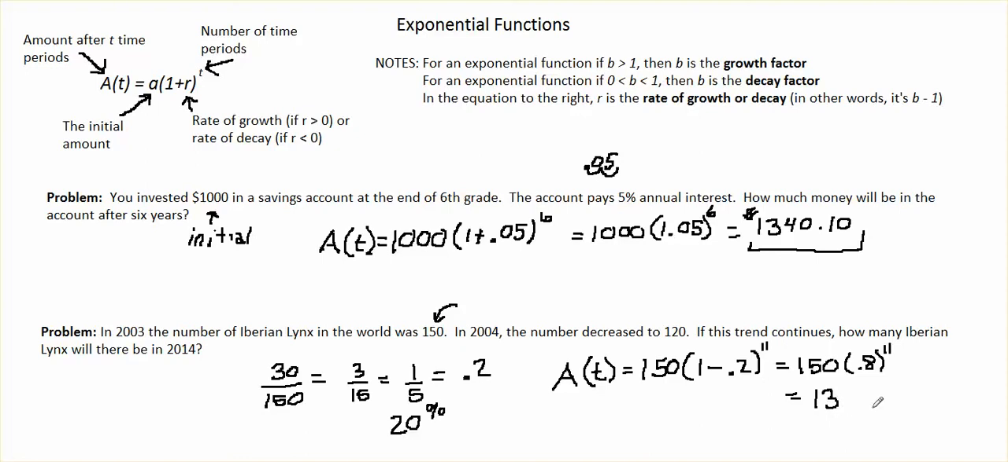And remember, when we were dealing with money, we can have parts of dollars, right? We know what cents are. We can have parts of dollars. But here, when we did our calculation, we came up with a decimal point after our whole number. And we cannot have a fractional Iberian lynx. So we need to round to the nearest whole number of Iberian lynx for our answer. We need to make sure that it makes sense. And that's how you use this model right here to model interest rates and to model population growths or decays.